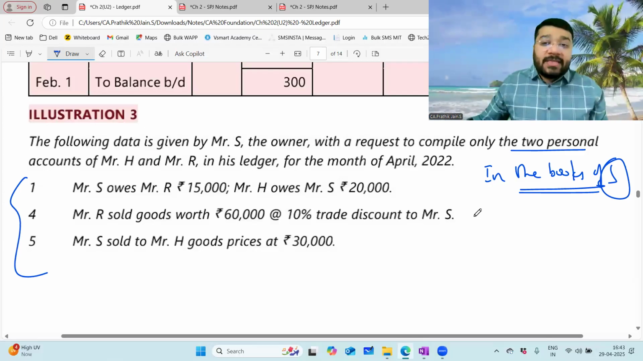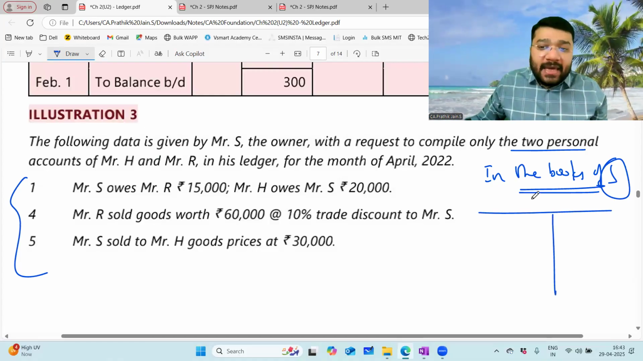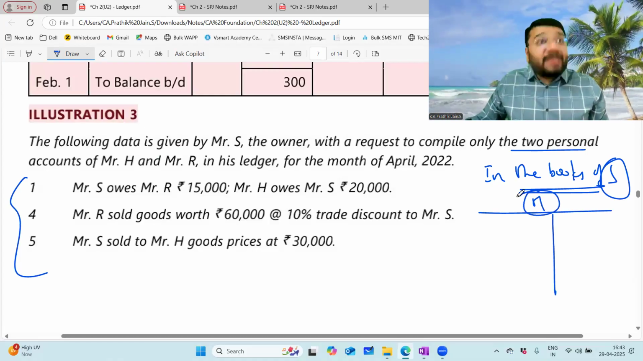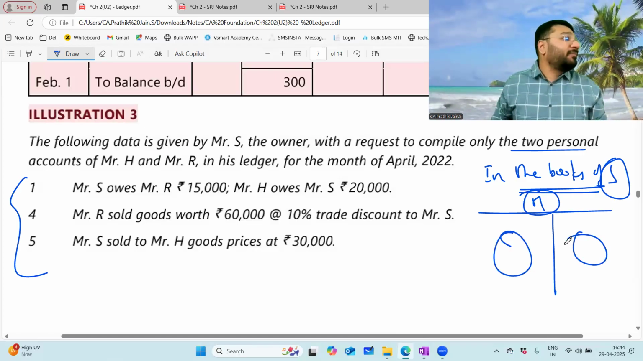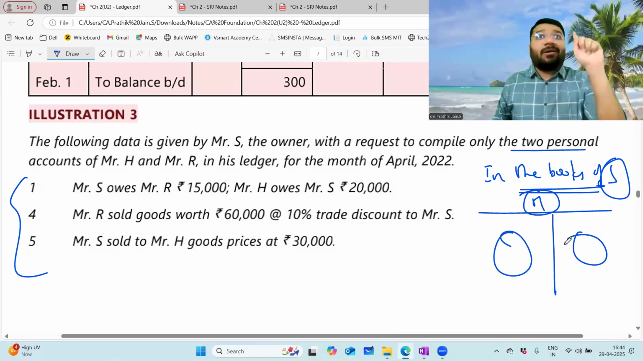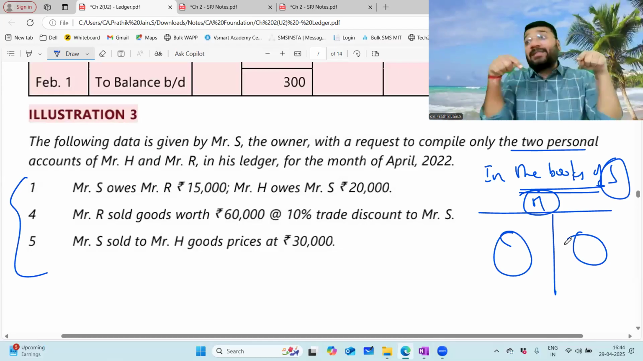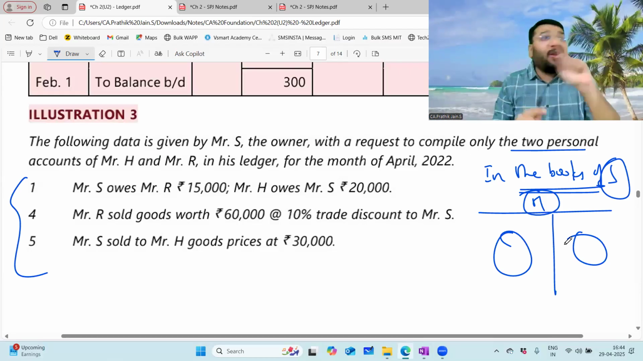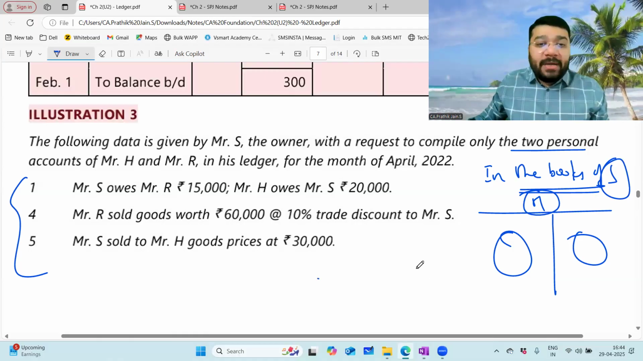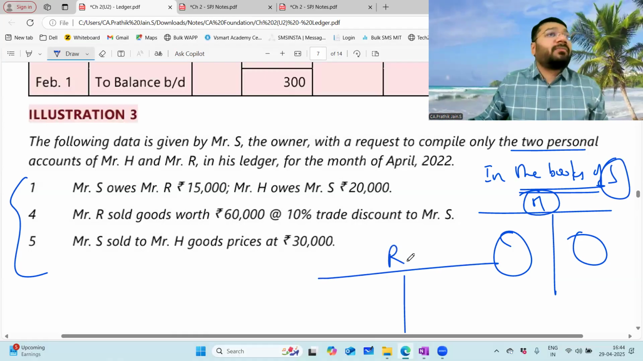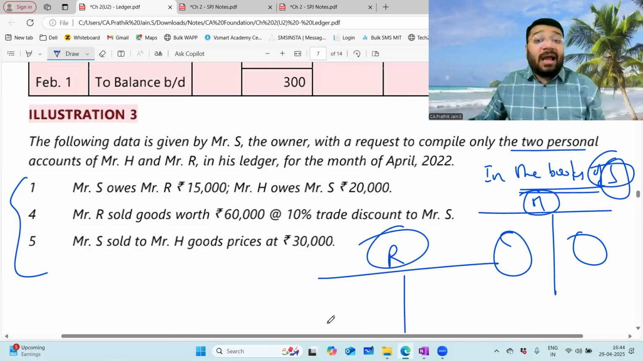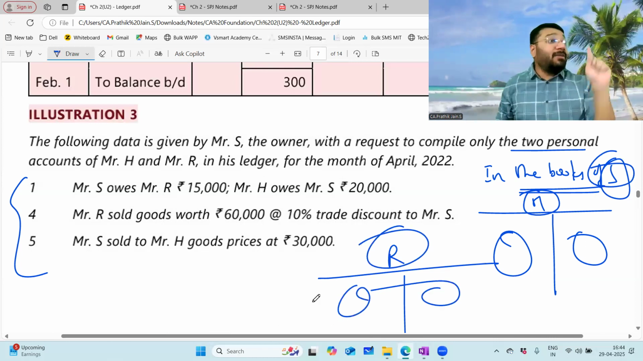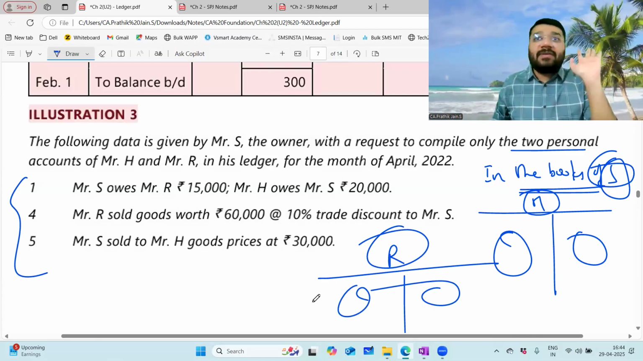First point. Second, I'm opening an account, let's say H's account. In the H account, that is in the H ledger, will you reflect H's name anywhere? No. In its ledger, it will not come. In my book, it will come. In my book, the H account will come, but in the H account, H's name will not come. Similarly, if I'm opening R's account, in my book the R account will come, but in the R ledger, R's name will not come. That much you are clear? Is everyone clear?